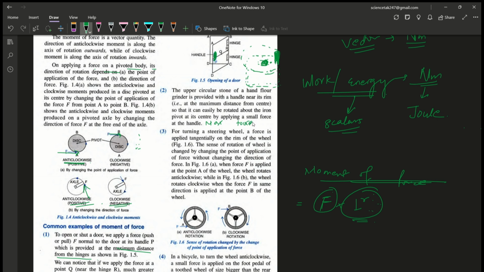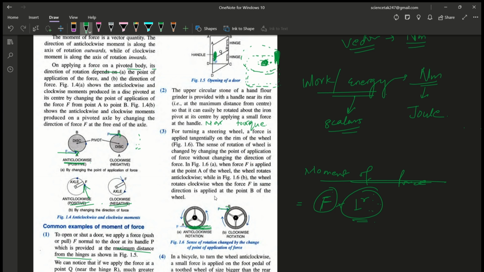Right? For turning a steering wheel, force is applied tangentially on the rim. You'd see people apply force this way. There are videos on YouTube where you see people driving and they move their hands so smoothly through the steering wheel, right? So that's going to happen: when force F is applied at point A of the wheel, the wheel rotates anti-clockwise; the wheel rotates clockwise when force F, in the same direction, is applied at point B.